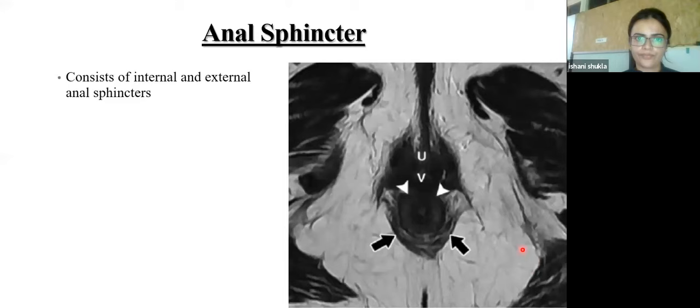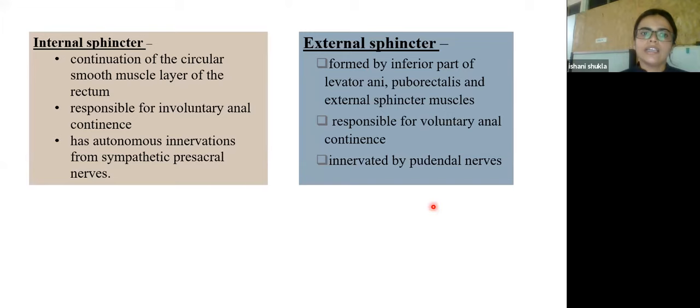Coming to anal sphincter, it consists of internal and external sphincters. So this one is the external sphincter, and the hypointense one is the internal sphincter. The internal sphincter is actually a continuation of the circular smooth muscle layer of the rectum, whereas the external sphincter is formed by the inferior part of the levator ani, puborectalis, and the external sphincter muscles. Internal sphincter is responsible for the involuntary anal continence, whereas the external sphincter is responsible for the voluntary anal continence. An internal sphincter has autonomic innervation from the sympathetic presacral nerves, whereas the external sphincter is innervated by the pudendal nerves.